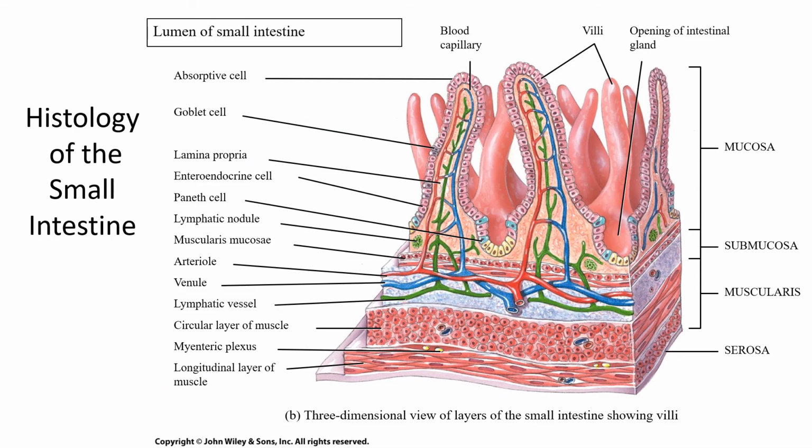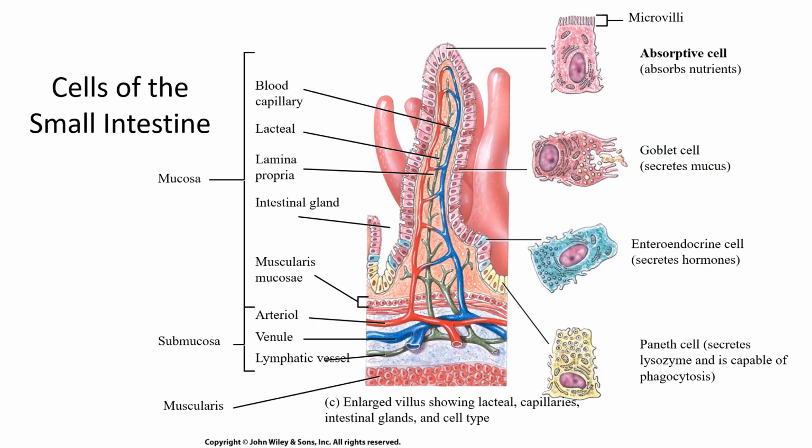The small intestine is the longest portion of the digestive tract. It's about 22 feet in length. Food spends quite a bit of time going through this region, and this is where most absorption occurs. So let's take a closer look and zoom in on one of the villi. Let's take a look at the histology and structure of the intestinal wall.